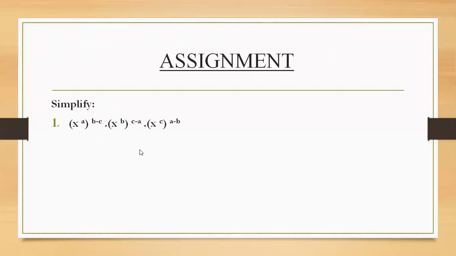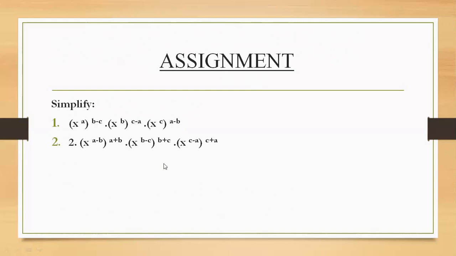Now assignment is given there. This also open. A multiply with B, AB, A multiply with C, AC. Similarly, B multiply with C, BC, B multiply with A, minus AB, C multiply with A, CA, minus C multiply with B, BC. Similarly, here also A plus B multiply with A minus B, A square minus B square. Similarly, open this and add the power. This is your assignment. You can do it easily, as I have explained.